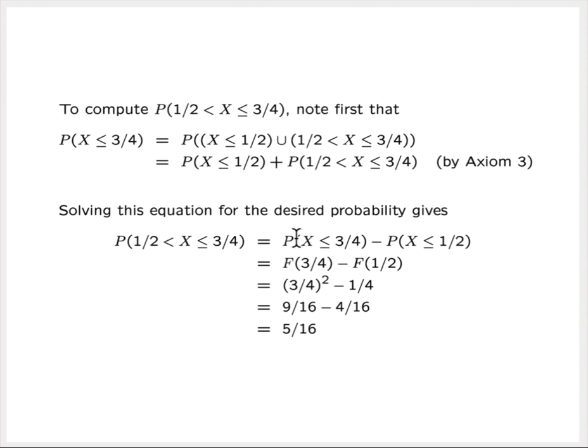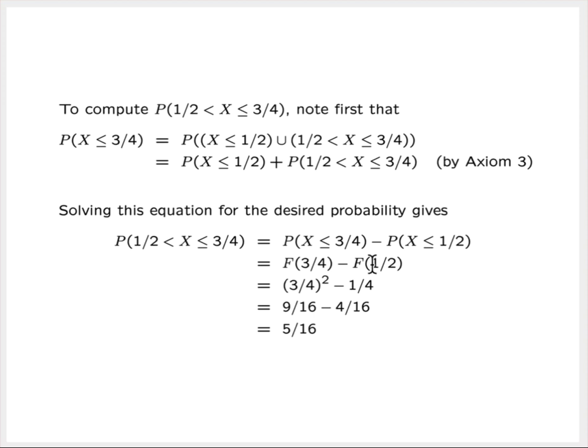Now, you might say, okay, why is that helpful? Well, it's helpful because each of these probabilities can be obtained from the CDF, right? The probability that x is less than or equal to 3/4 is given by the CDF evaluated at 3/4. And the probability that x is less than or equal to 1/2 is given by the CDF evaluated at 1/2.